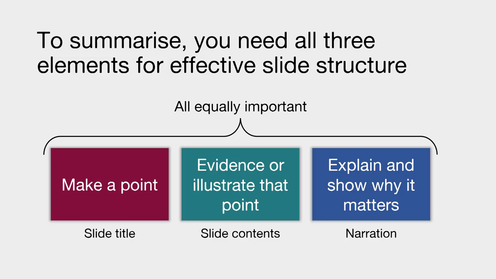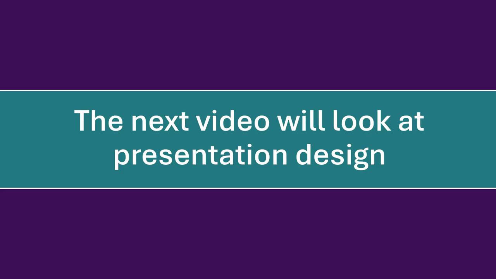So to summarise, you need all 3 elements for effective slide structure. A slide title that makes a point, slide contents that evidence or illustrate that point, and narration that explains and shows why it matters. They're all equally important for making your slide structure effective. This is basically an academic argument with a claim, evidence to back up that claim, and an attempt to persuade. The next video will look at presentation design.